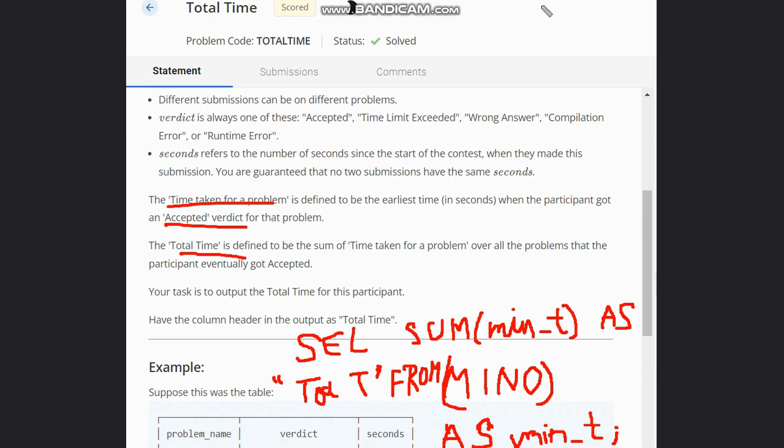I hope you all understand how to write the query, and now you can write it yourself.